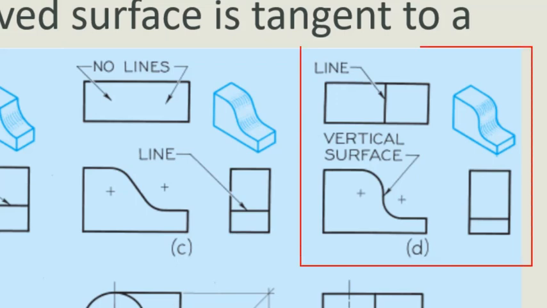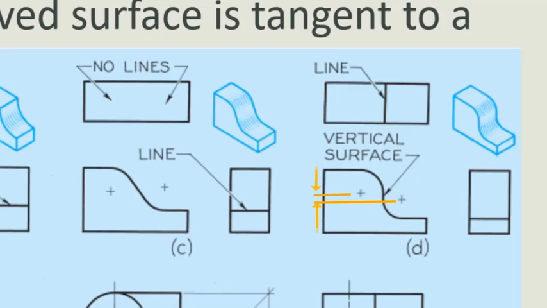Case D is similar to case C, but if you look closely, the center marks of the two cylinders are not leveled horizontally. The center mark for the upper cylinder is a bit higher than the lower cylinder, so there must be a tiny little vertical surface that fills the gap between the two cylinders. Due to the vertical planar surface, a line is sketched on the top view.